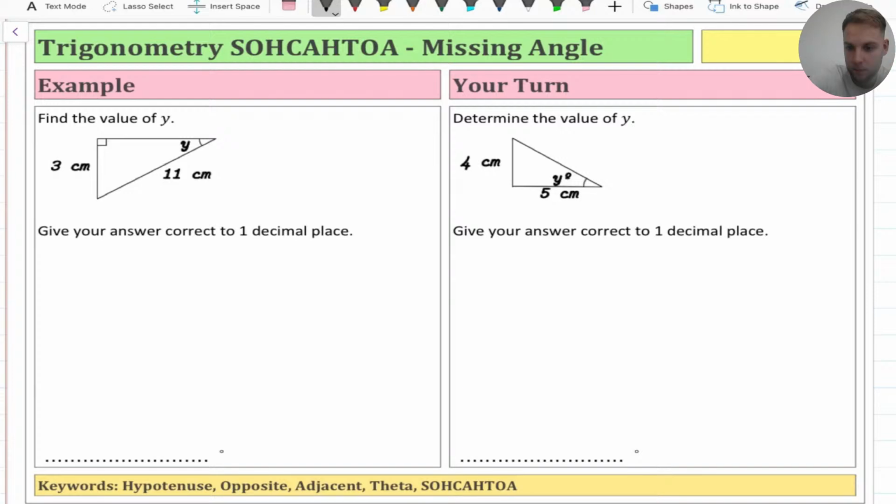Okay, I'll do one more. I'll do another one. So have a little go at the one on the left-hand side. Have a go at it yourself first. I think it's important you do loads of practice on this.